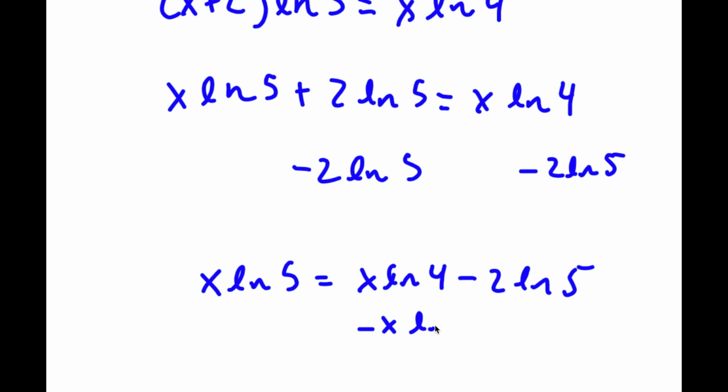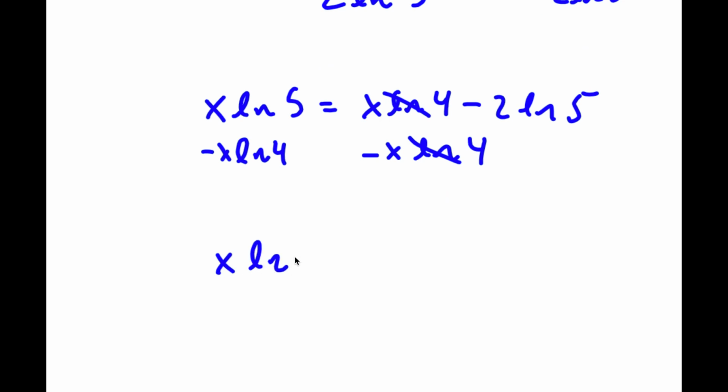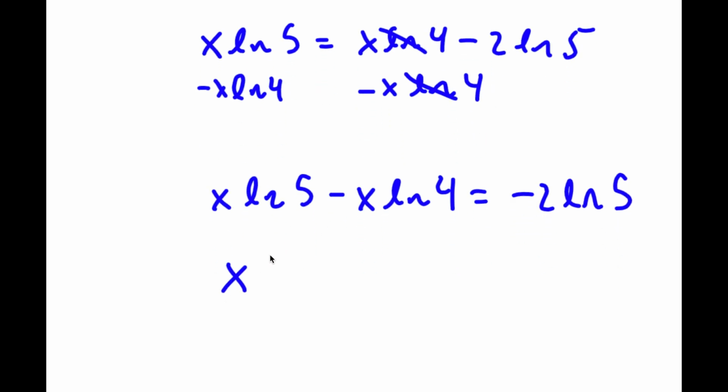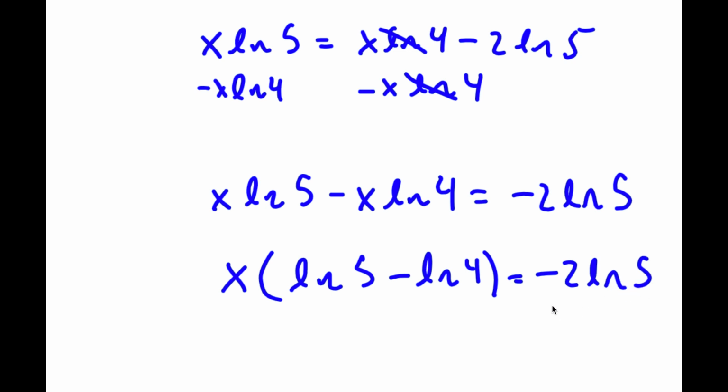Now if I subtract x times ln 4 on both sides, these two cancel out and I'll be left with x times ln 5 minus x times ln 4 is equal to negative 2 times ln 5. Now if I factor out x from here, I get x times ln 5 minus ln 4 is equal to negative 2 times ln 5.